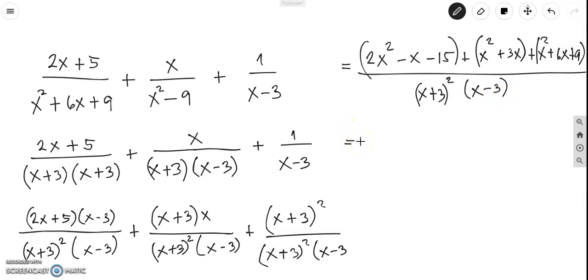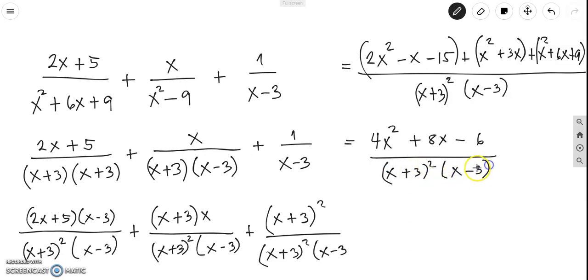Next, simplify the expression. So therefore, we have 2x squared plus x squared, so we have 4x squared. Negative x plus 3x is 2x, plus 6x, so we will have plus 8x. And then negative 15 plus 9, so therefore we will have minus 6, all over x plus 3 squared times x minus 3.